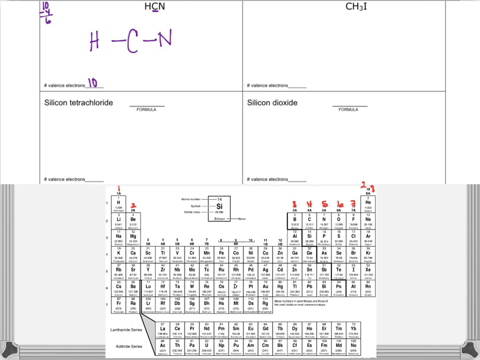Alright, so in this case, hydrogen's happy. It already has 2 valence electrons. We have 6 electrons. So I'm going to distribute these to nitrogen because that's my next step. Fulfill the octet rule for outer atoms.